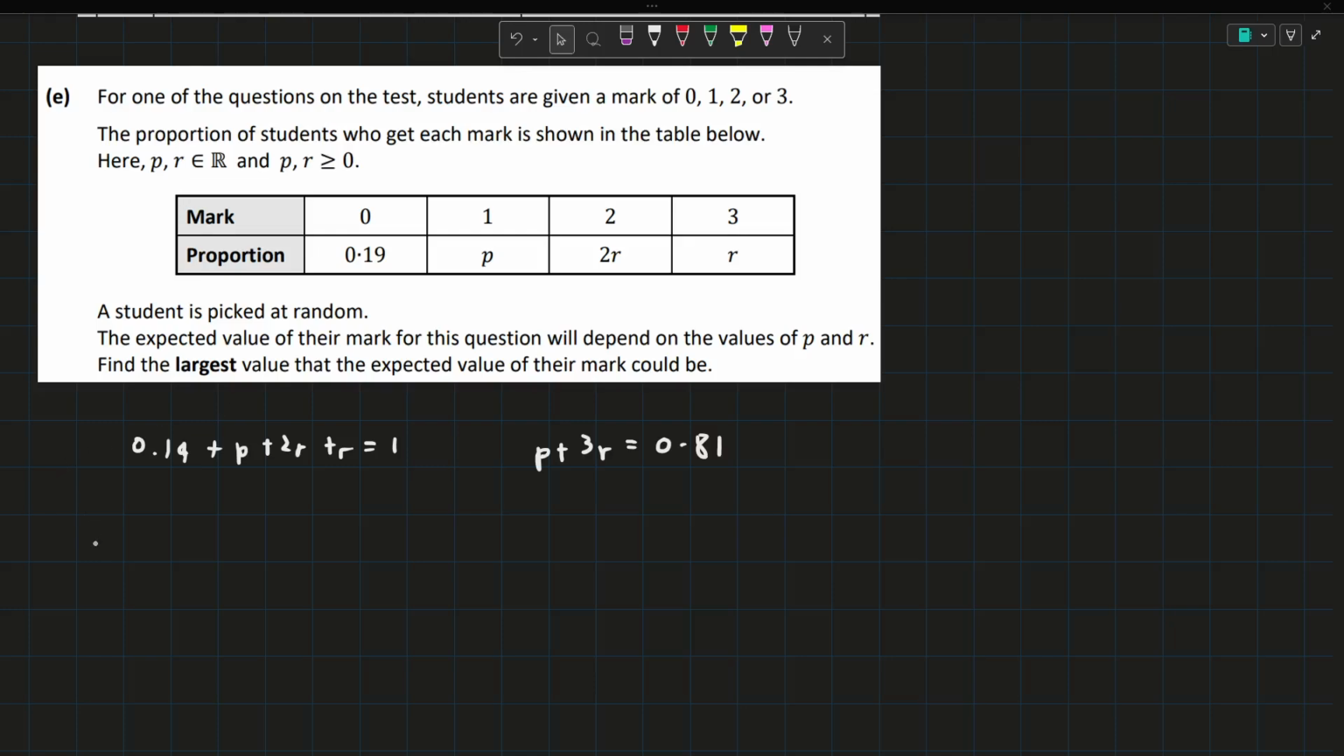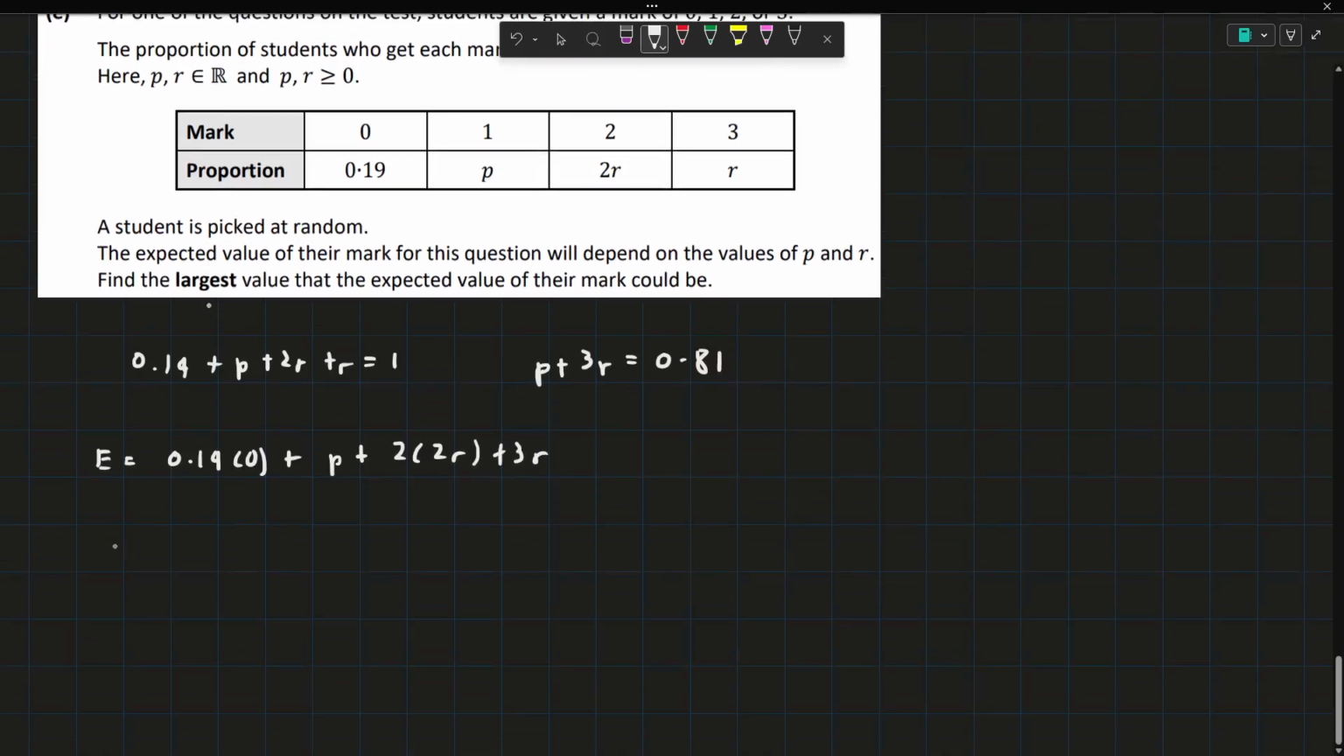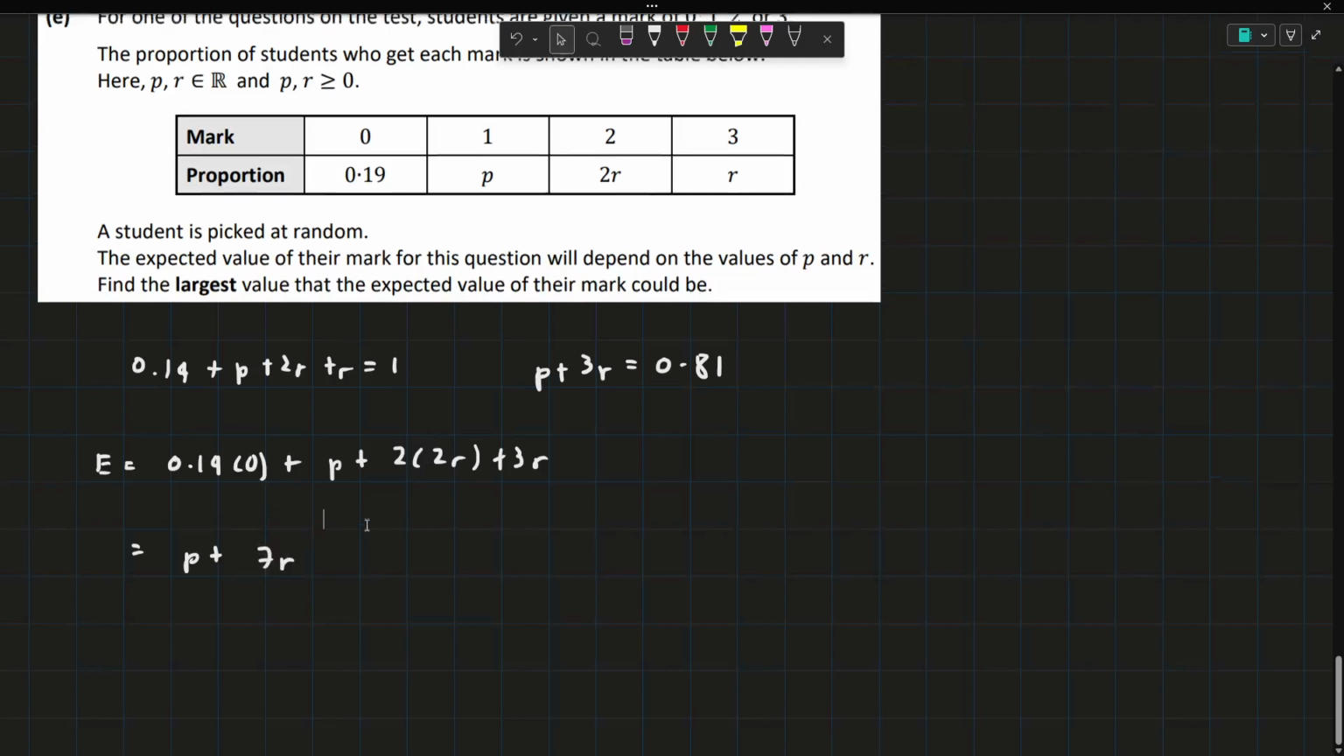And then let's just figure out what the expected value is actually going to be. So we just multiply the probabilities by their marks. So 0.19 times 0 plus p plus 2 times 2r plus 3r. Okay, so basically we can simplify that a little bit and we'll get p plus 7r pretty much. So what we notice is that p being big isn't as important as r being big, because p is not multiplied by anything, but r is multiplied by 7. So if we can get r to be as big as possible, then we have a bigger number being multiplied by 7, and that's the best way we can do this.